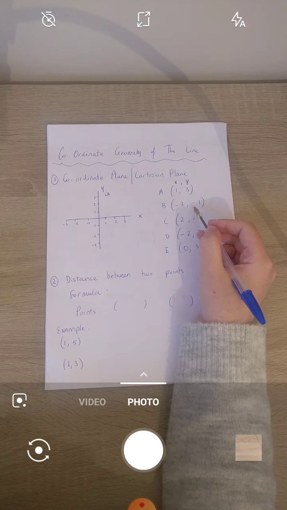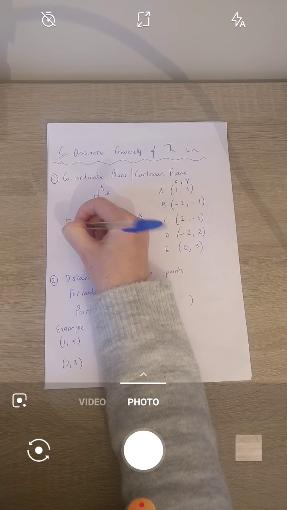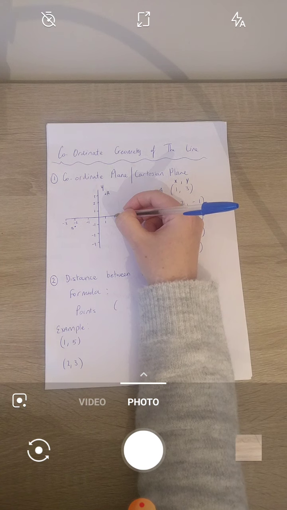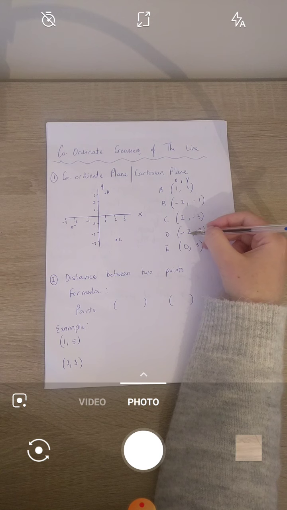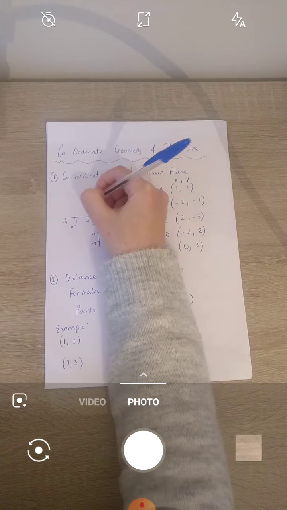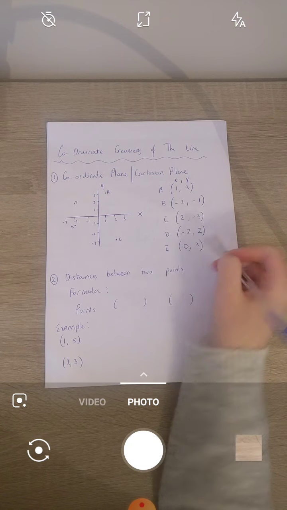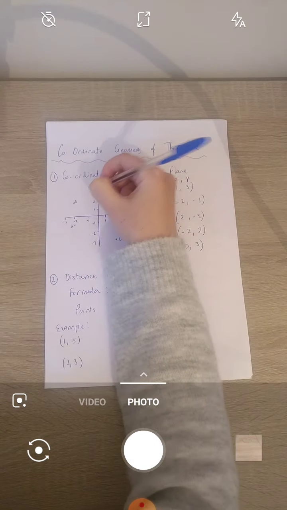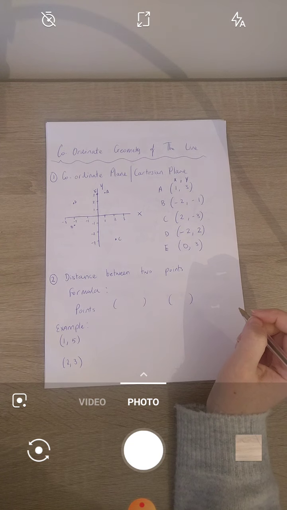Point B is -2, -1, so -2 is on the x-axis and -1 on the y-axis, so B is going to be here. C is 2, -3, so 2 is the x-axis and -3 is the y-axis, so that's C. D is -2, 2, so -2 on the x-axis, +2 on the y-axis, so D is here. And E is 0, 3, so 0 on the x-axis up to 3 on the y-axis, so E is actually on the y-axis. Just be careful with those ones.